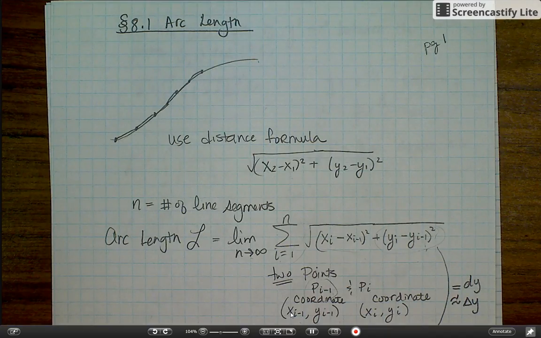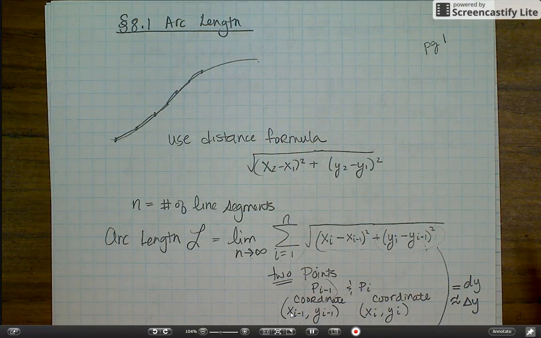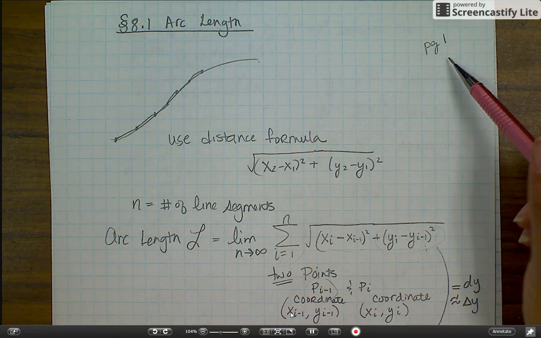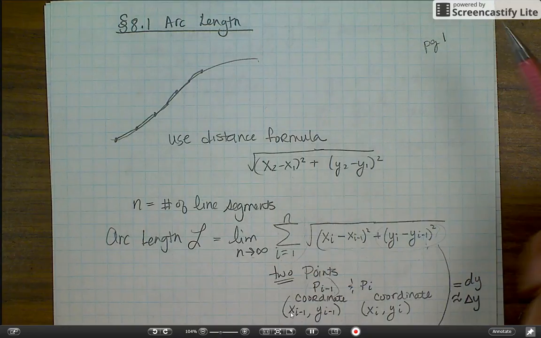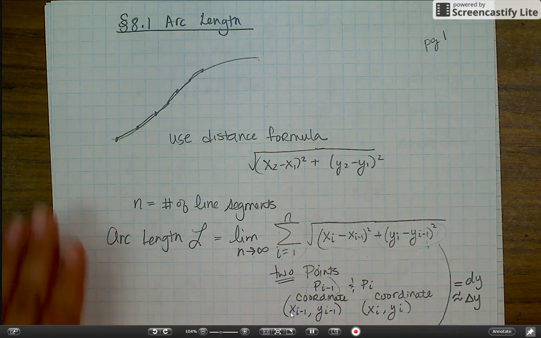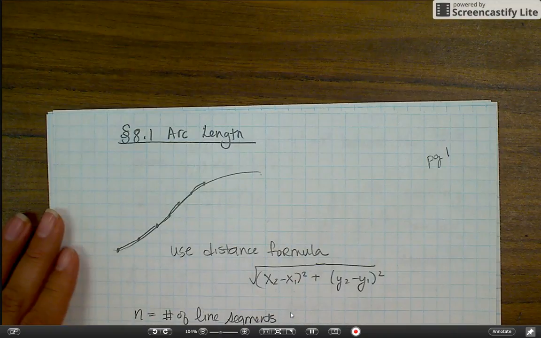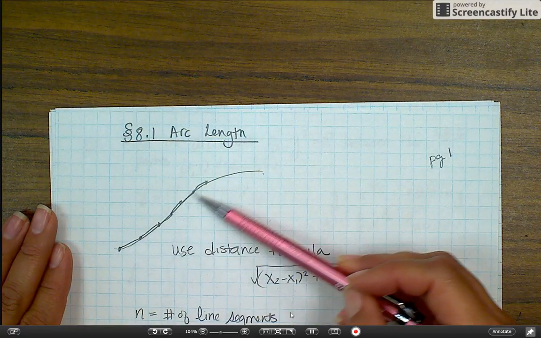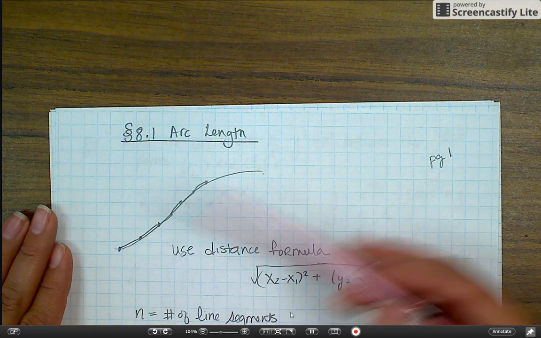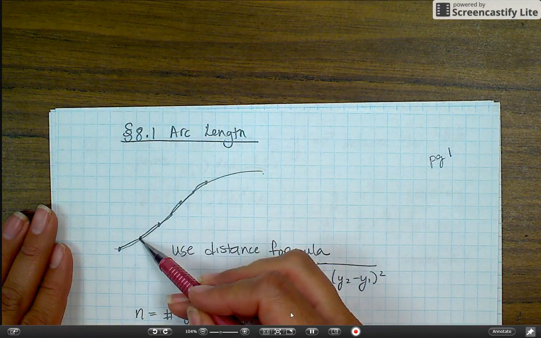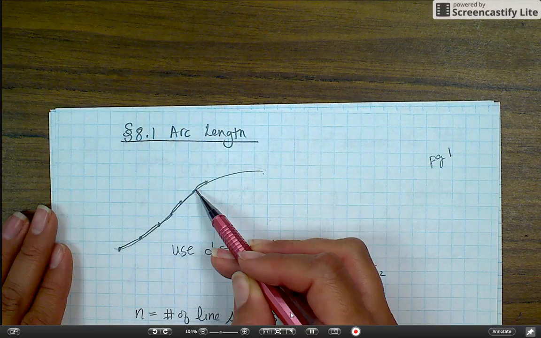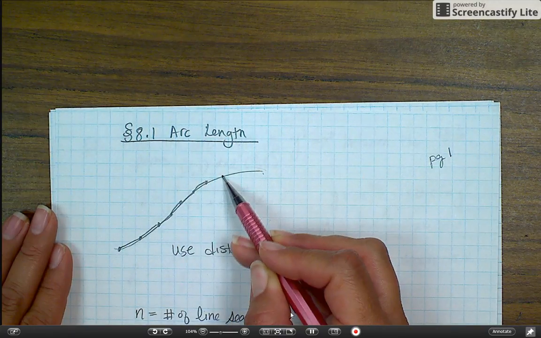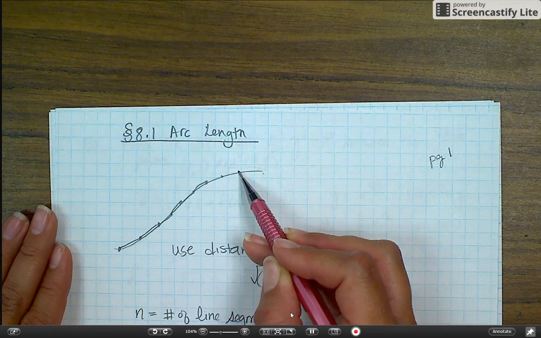Okay, so now we're moving on to arc length, which is 8.1. Arc length really, let's start right here. If I have any curve of any kind, if I break up the curve into a whole bunch of little line segments, that is how we would find the length of this arc.